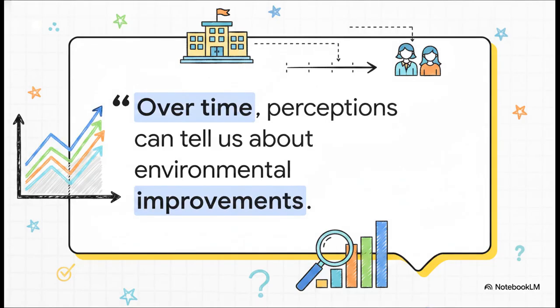And here's a massive light bulb moment. When you overlap different measures over time, you get profound insights. For example, looking at perception data over several years can actually prove whether the changes you made to the physical environment or school climate are genuinely improving student and parent attitudes. You're not just guessing anymore. The data's actually telling you the story of your success or failure.